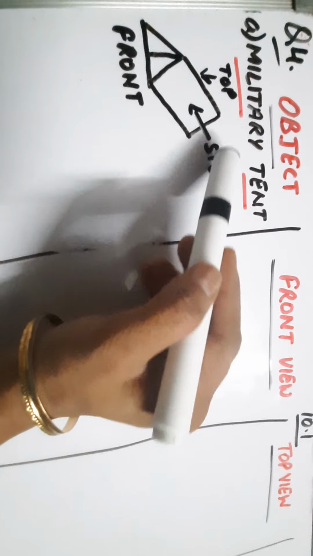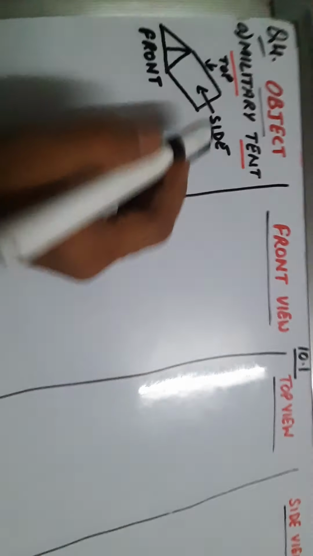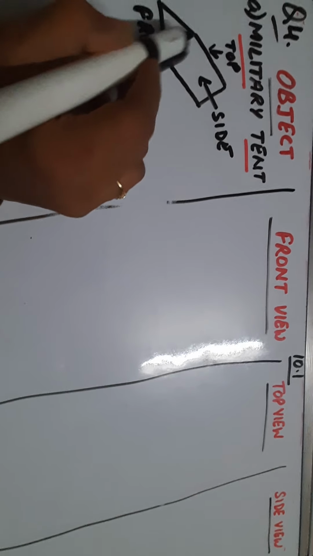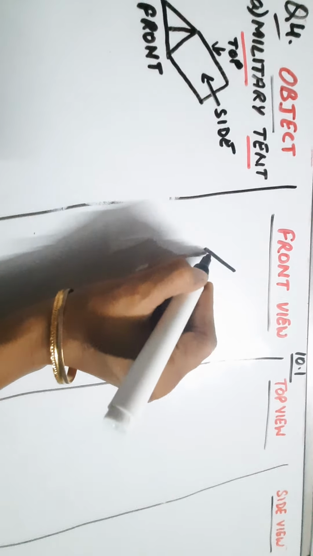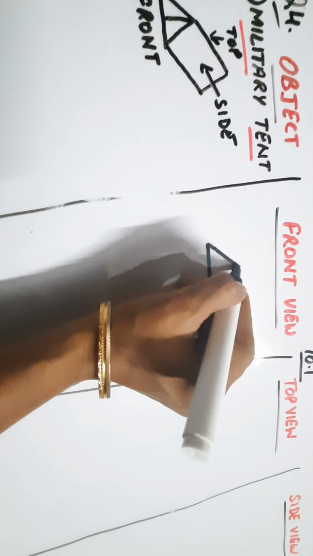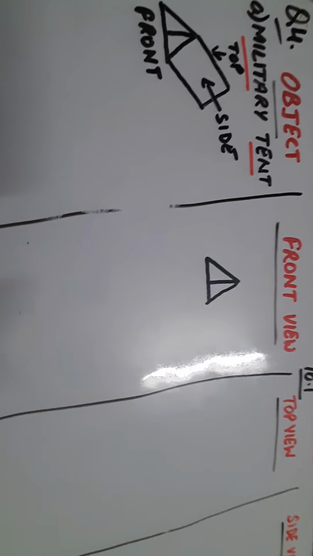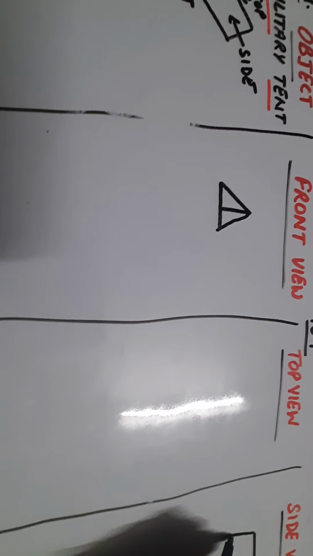So dear students, the first object is a military tank. Here make the table: object, front view, top view and side view like this. Then make the object front view. As you can see, its front is appearing as a rectangle, so we will make it as a rectangle. Use pencil and scale to draw the figures. This is your front view. Then side view is rectangular, so we will make a rectangle for side view.